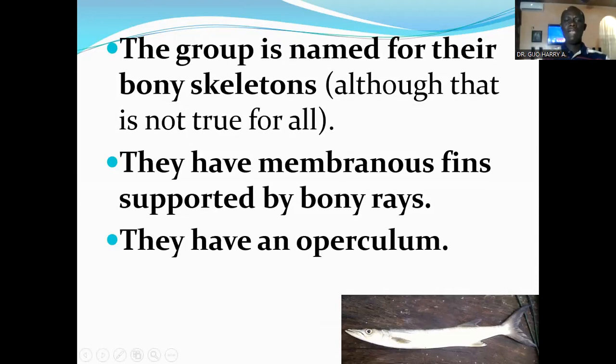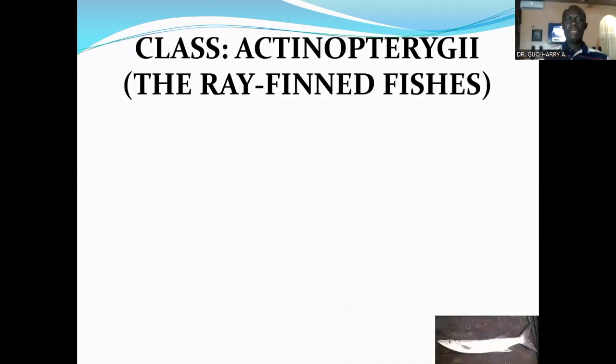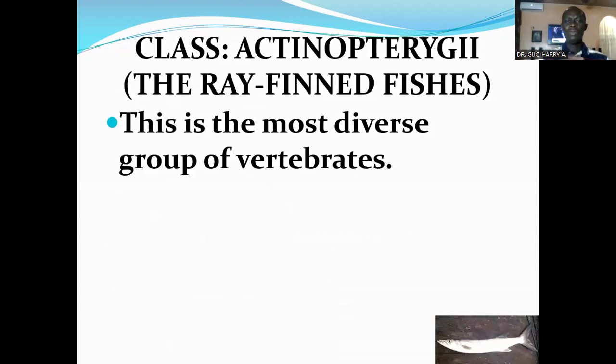They have an operculum, unlike the Chondrichthyes that have several gill slits and do not have an operculum covering the gills, apart from the Holocephali, the chimeras. This group of fish in the group Osteichthyes have an operculum. They also have scales, very conspicuous and big scales that are known to grow throughout lifetime, unlike the Chondrichthyes that have scales that do not grow throughout lifetime.